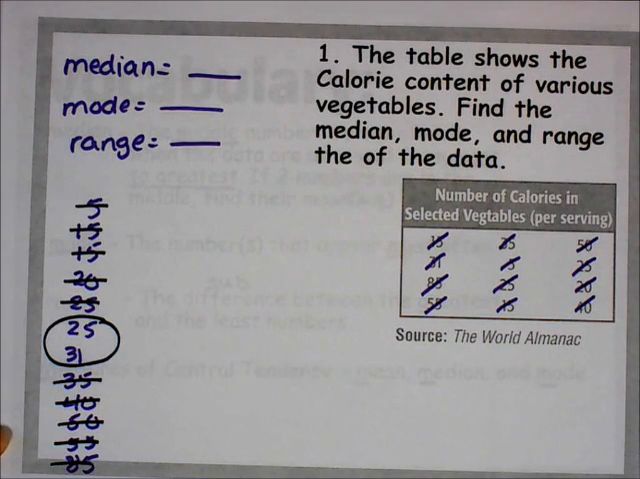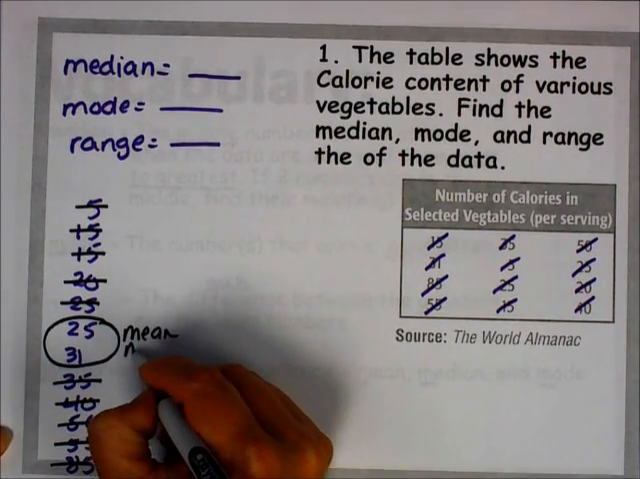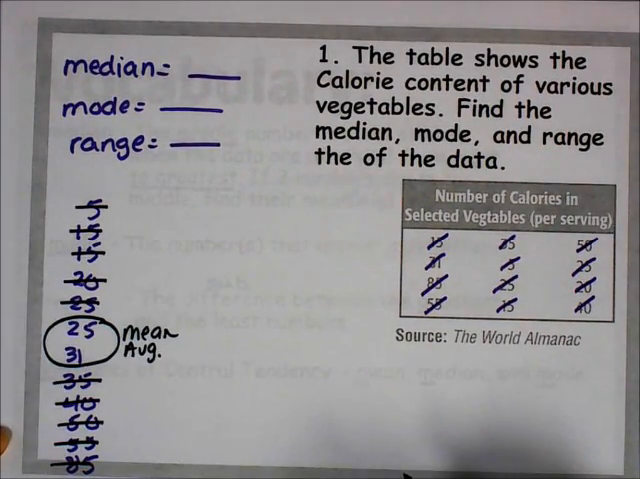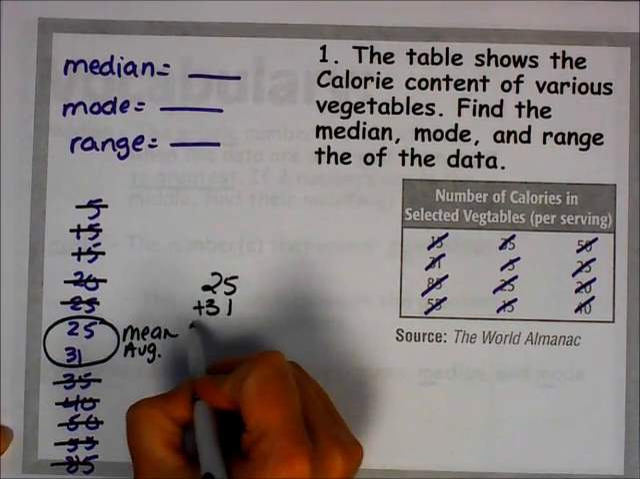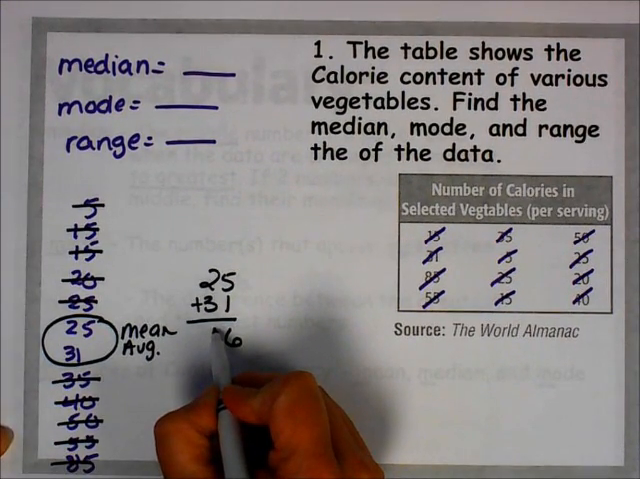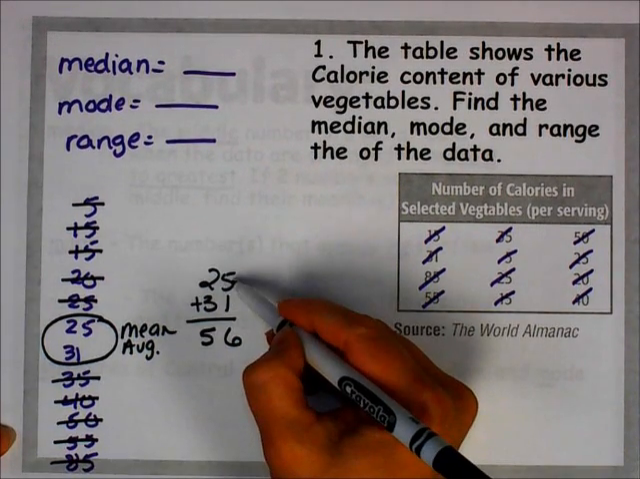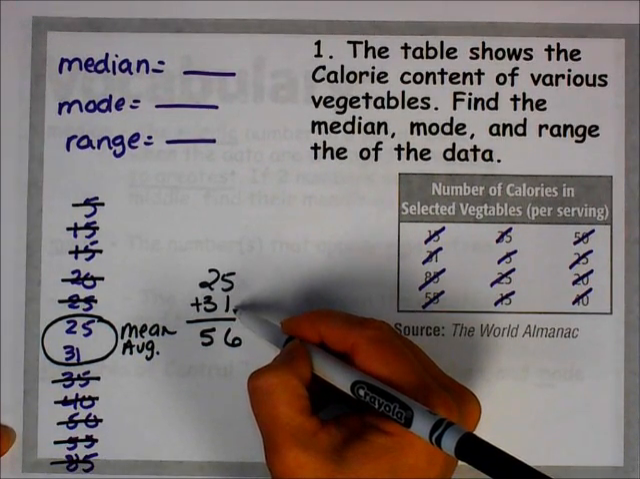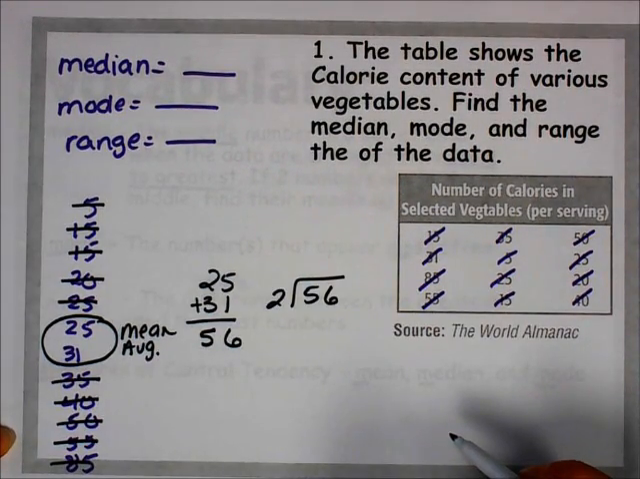If I'm left with 2 numbers in the middle, in order to find the median, I'm going to find the mean or the average of those 2 numbers. So I'm going to add those 2 numbers together. 25 plus 31. 5 plus 1 is 6. 2 plus 3 is 5. And then in order to finish finding the average, I have to divide by how many numbers I added together, which was 2. So 56 divided by 2.